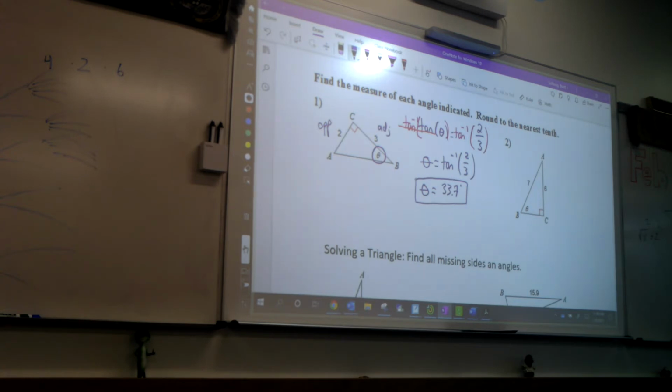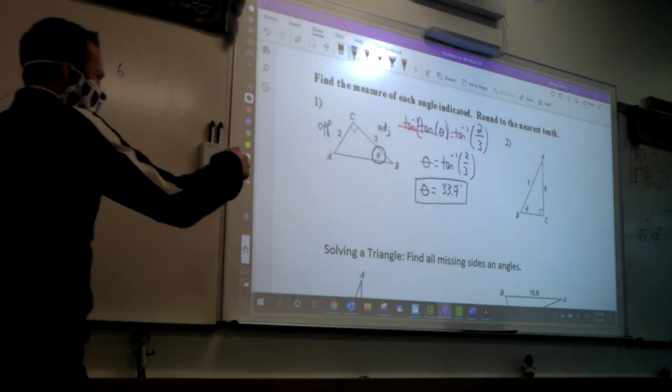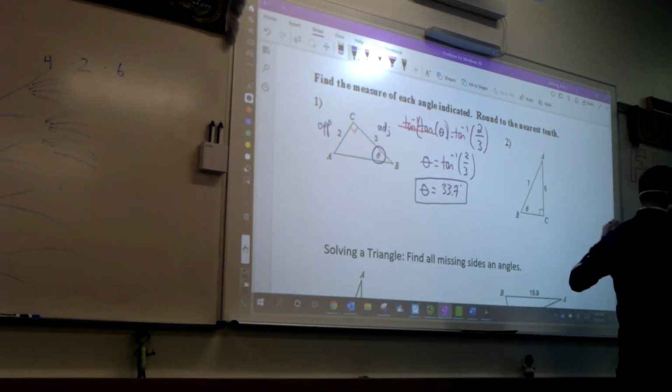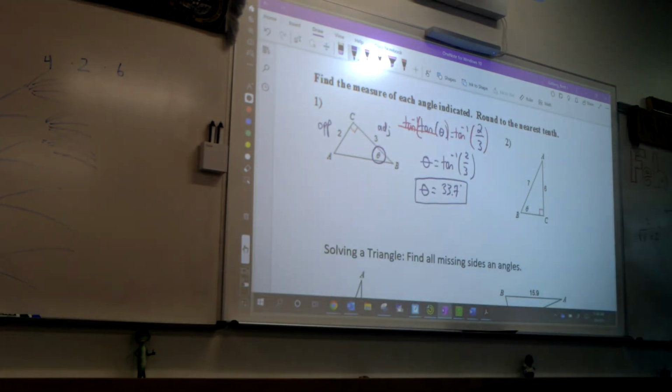What I want you guys to do now is to try number 2 with your neighbor. Circle your angle, label your sides opposite, adjacent, hypotenuse, figure out which trig ratio you could use there, and then do the inverse on both sides. Give it about a minute. Let's see how you do.